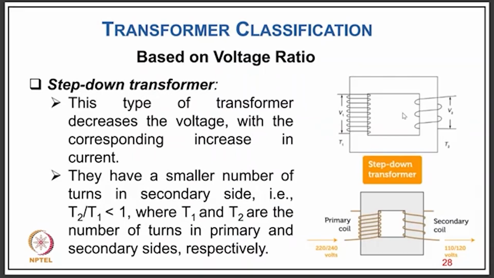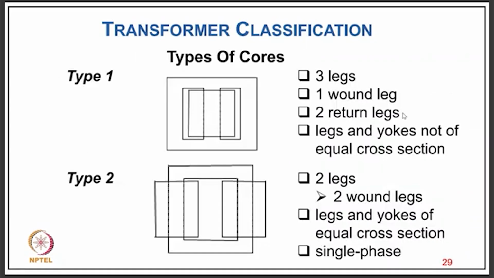Similarly, the step down transformer is used normally in distribution systems or many other applications. Here the primary will have a higher number of turns because of high voltage, and the secondary has a low voltage and certainly has fewer turns. So you typically have different kinds of transformers.